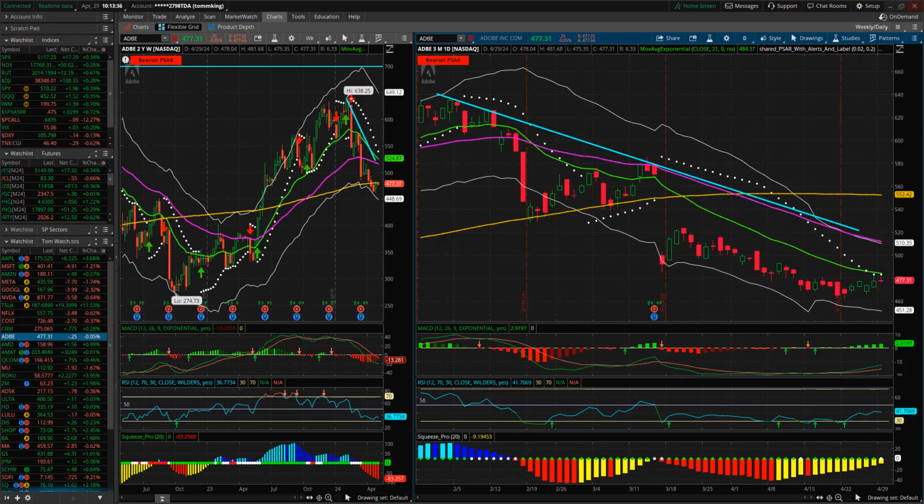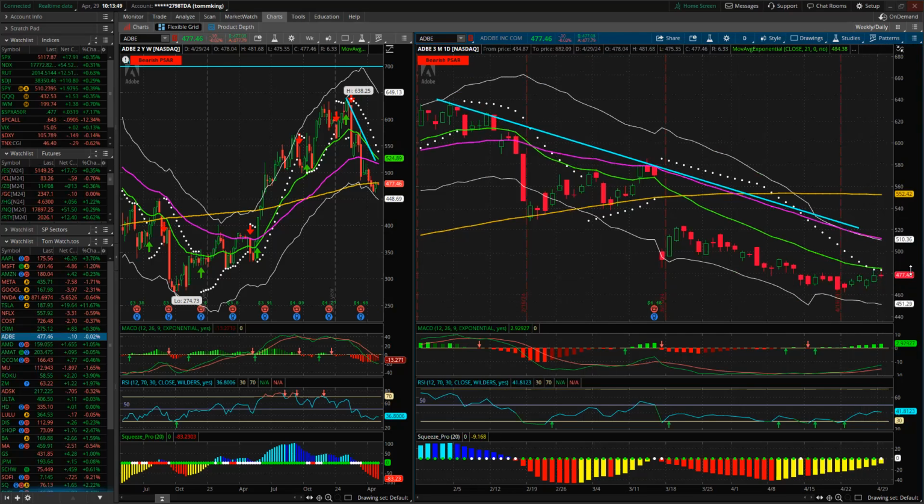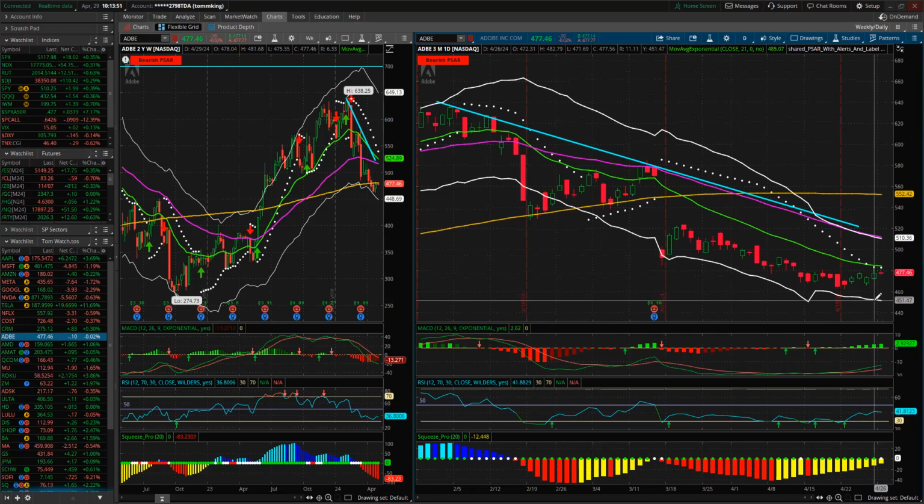So to me, Adobe is another spot that I would look in, but we already have a trade on Adobe right now for this service. So we're already in Adobe, and I have the 450, 445 on. So I'm down here.